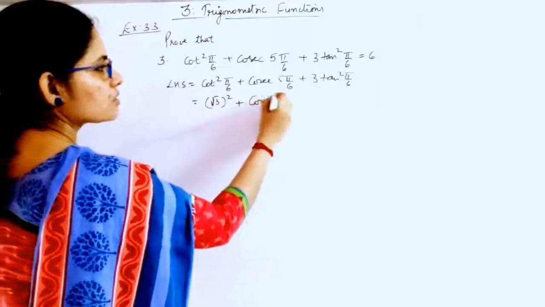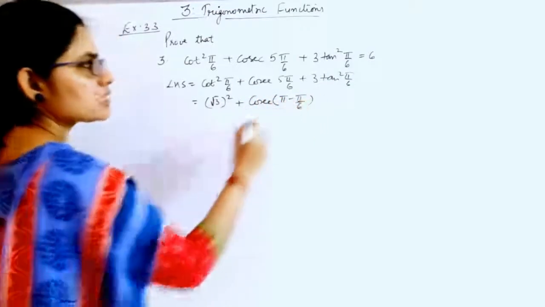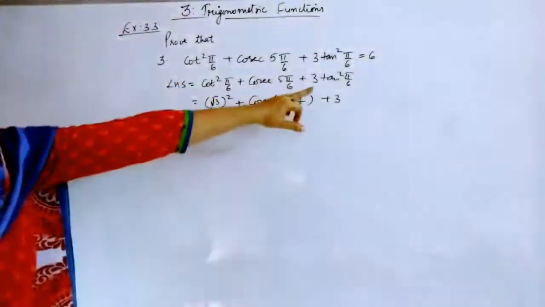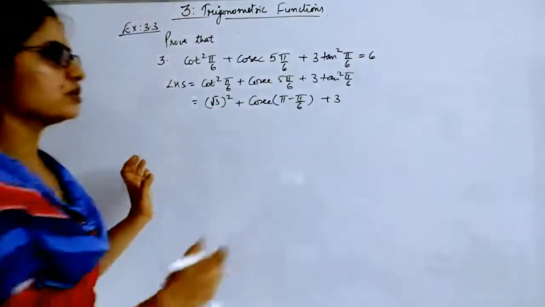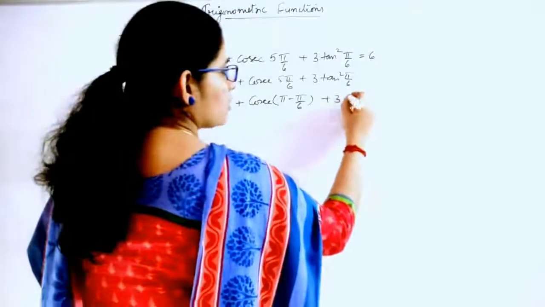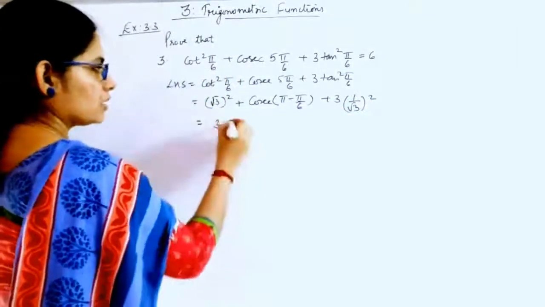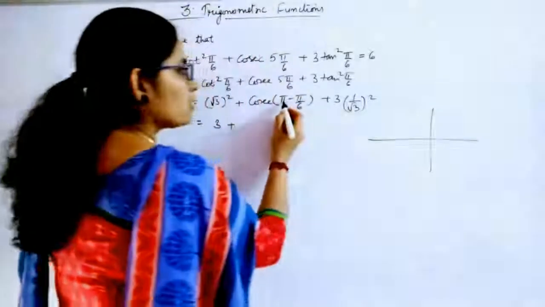You can rewrite this cosec as cosec of pi minus pi by 6. Pi minus pi by 6 will give you 5 pi by 6, plus 3 into again tan pi by 6. What is the value of tan pi by 6? It is 1 by root 3. So you will get 1 by root 3 the whole square. So this will give you 3 plus, again you can just go for in which quadrant this will lie.